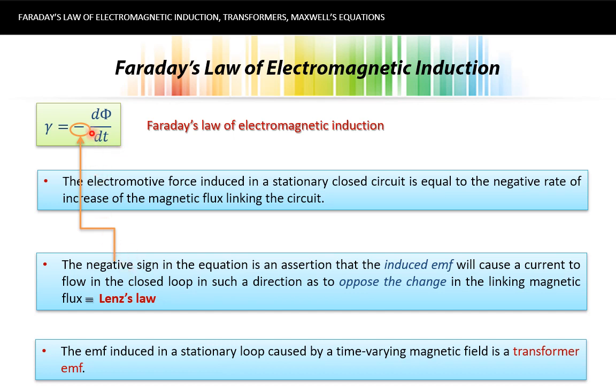The negative sign in the equation is an assertion that the induced EMF will cause a current to flow in the closed loop in such a direction as to oppose the change in the linking magnetic flux, which is known as Lenz's law. Finally, the EMF induced in a stationary loop caused by a time-varying magnetic field is a transformer EMF.